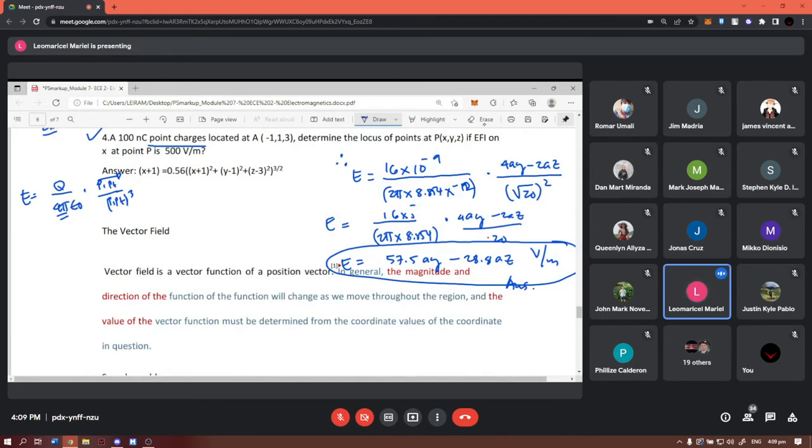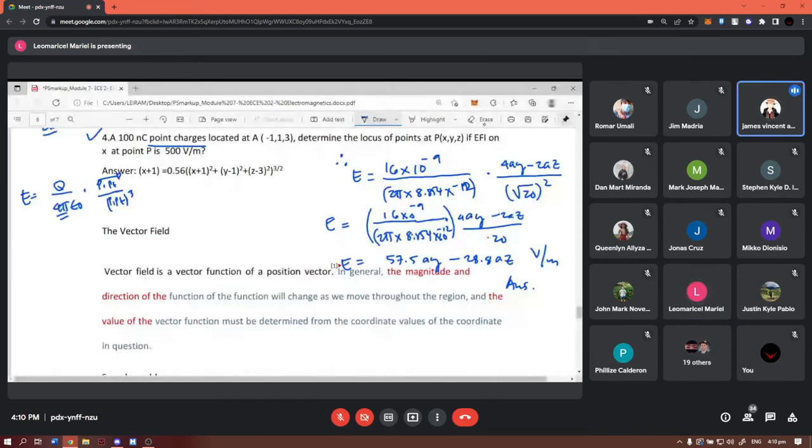16 times 10 to the negative 9. Okay. Tapos ito. Okay. Times 10 to the negative 12. Okay. So, makukuha na. Same, 57.5 AY minus 28.8 AZ. Opo, sir. Volts per meter. That would be the... Okay? So, yun. Isa-isa inyo kung gusto nyo.